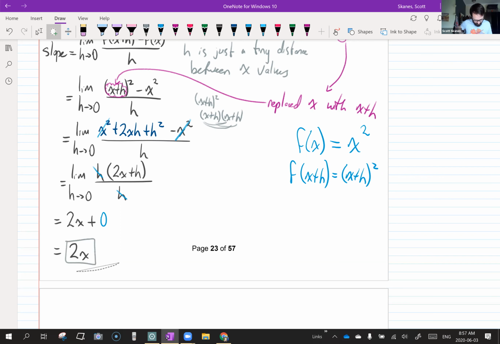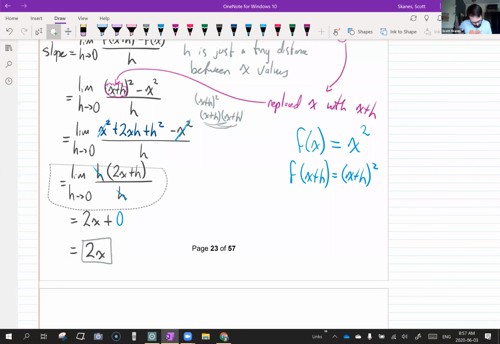I don't know how I got so sideways here, sorry about that. Okay.